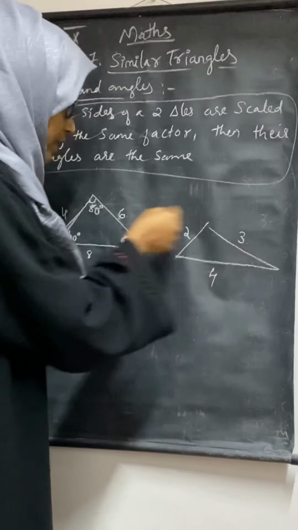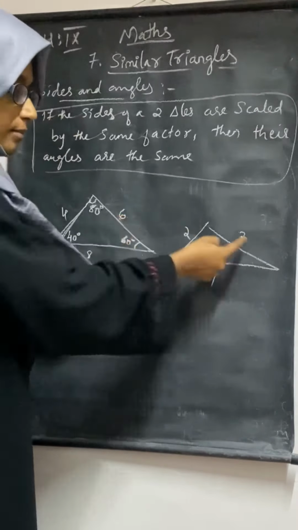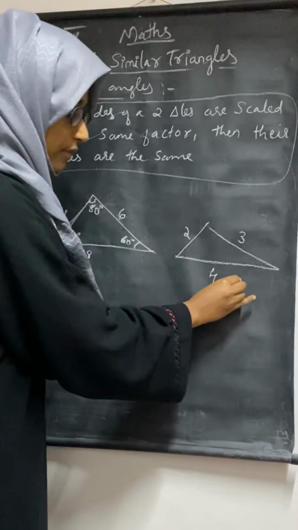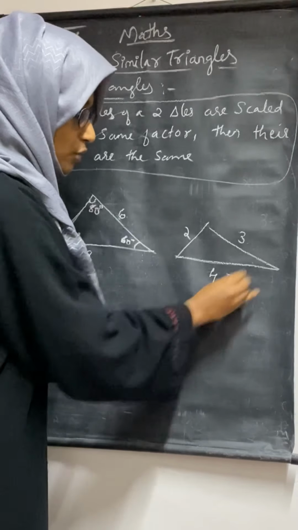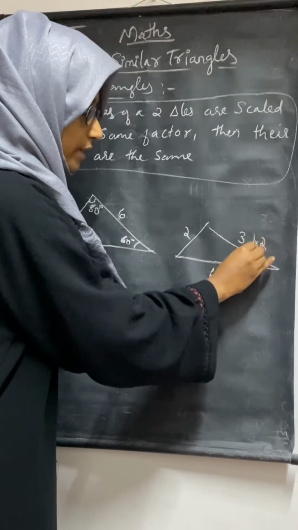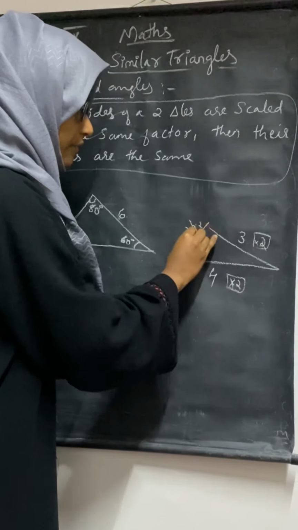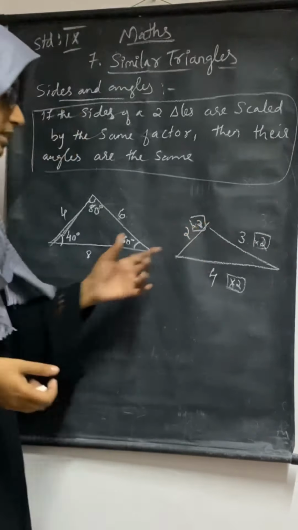Here 3 centimeter is given, here it becomes 6, multiplied by 2. Now 4 to 8, you multiply by 2. So everywhere you are multiplying by 2. So what is the scale factor here? 2. Everywhere the scale factor is 2. So that means if the sides are scaled by the same factor, we can say their angles will be the same.